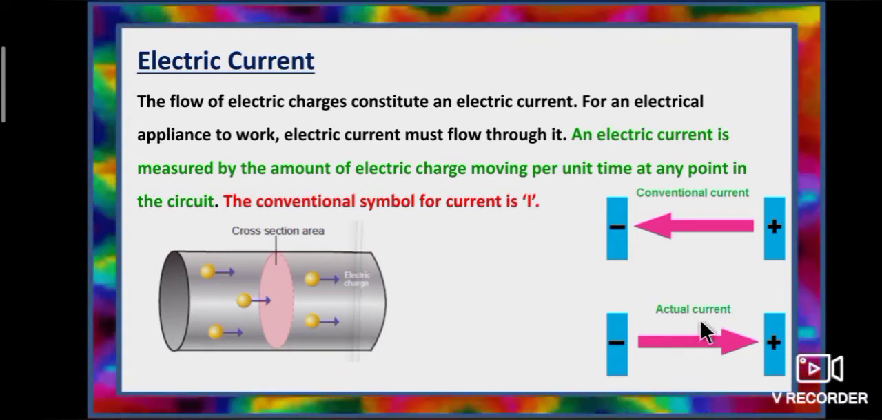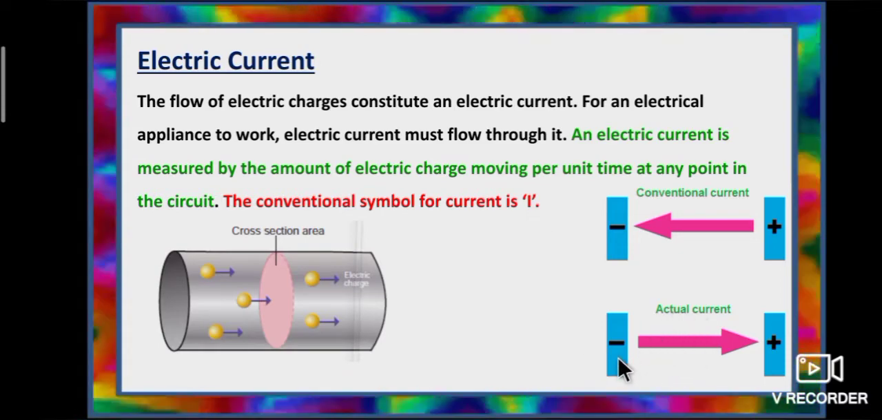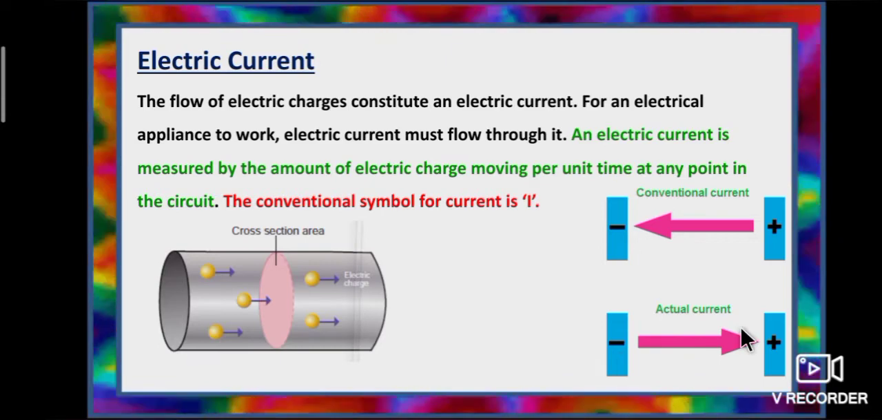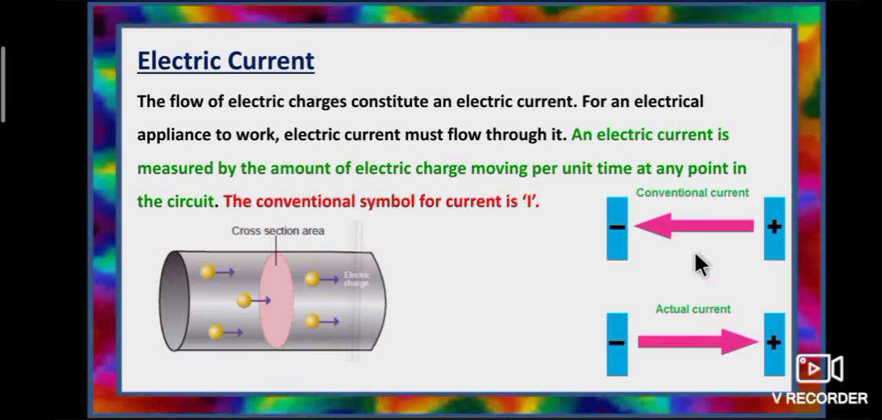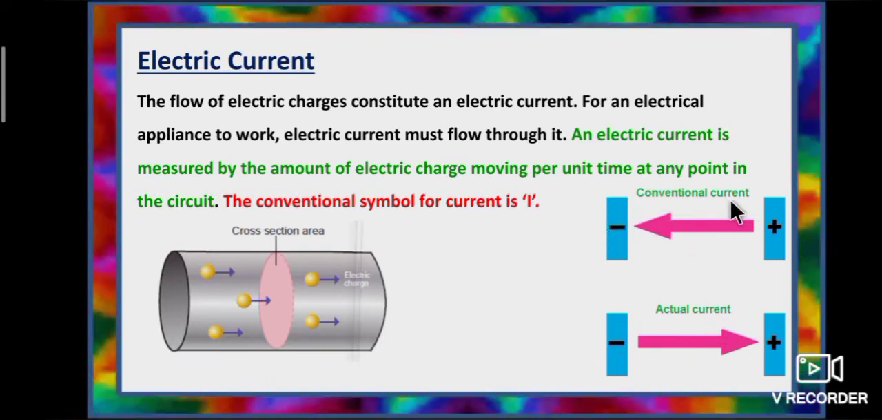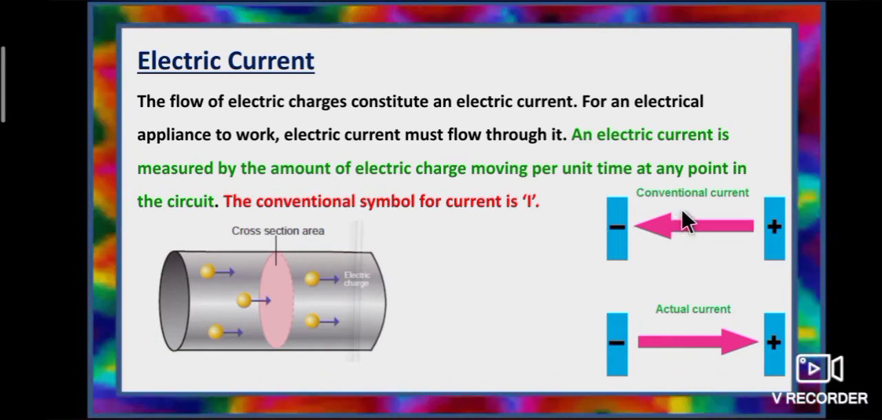So this is actual current. Electron flow from the negative to the positive terminal is actual current. Flow from the positive to the negative terminal is called conventional current.